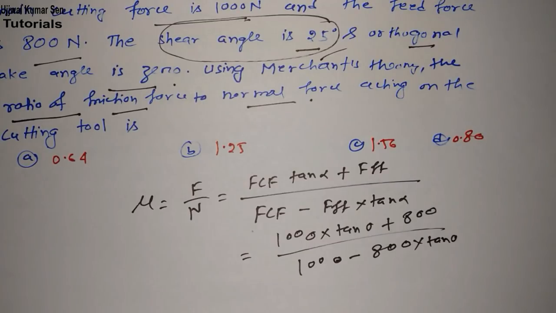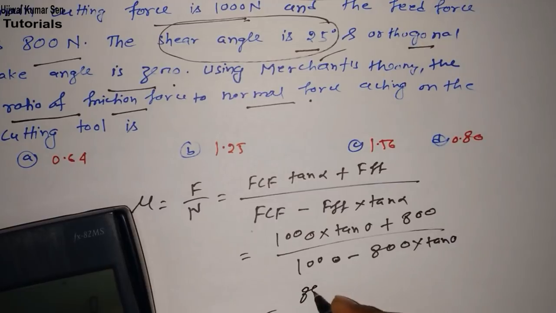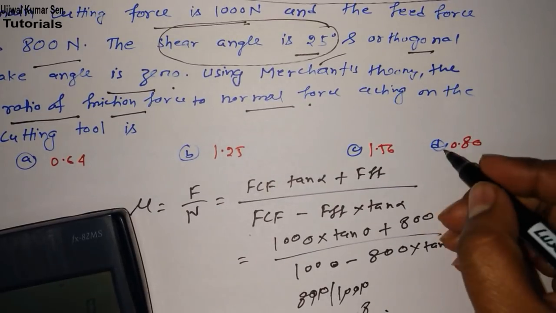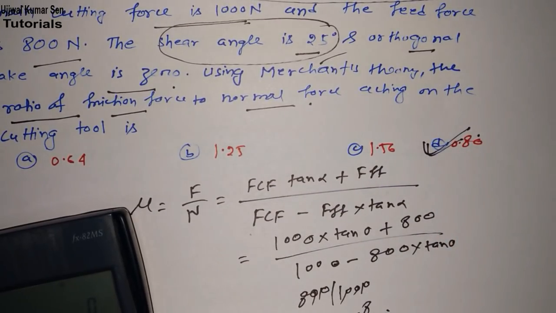So we know that 10 0 is equal to how much? 0. Therefore, the remaining would be 800 divided by 1000. So you can say 0.8. The coefficient of friction is 0.8. So again, option D is the right answer.